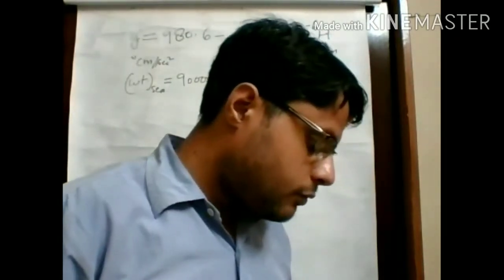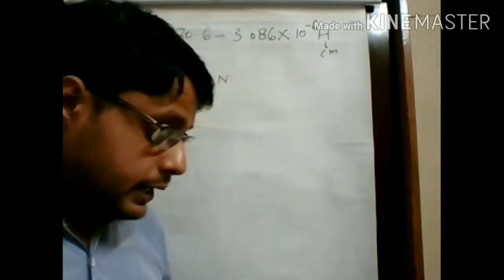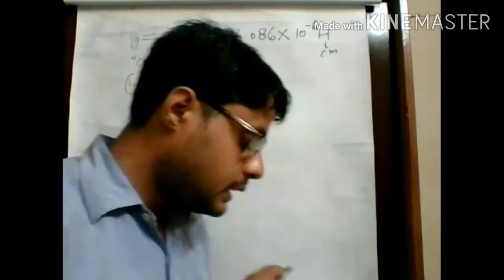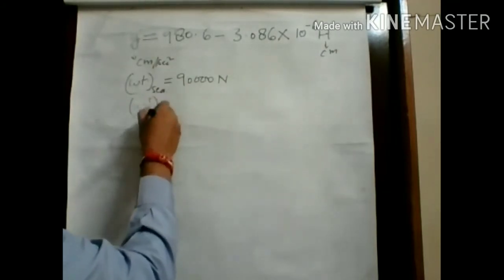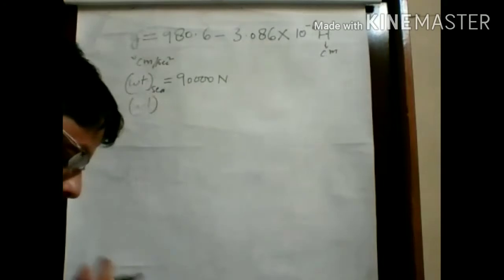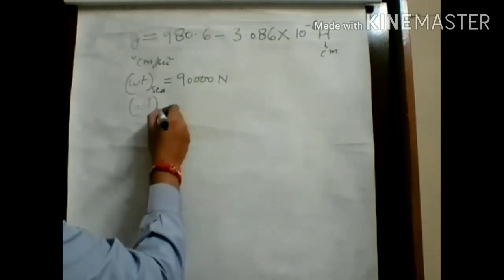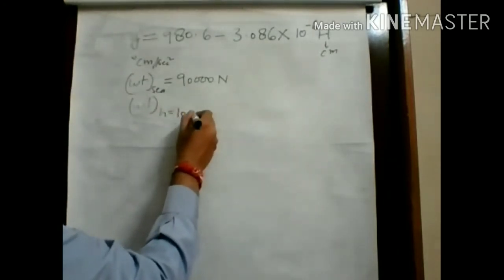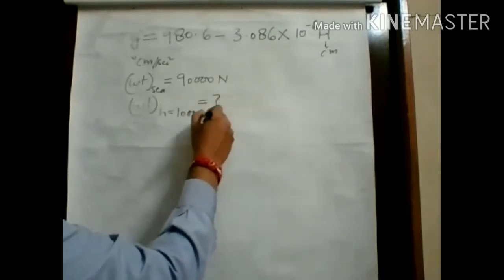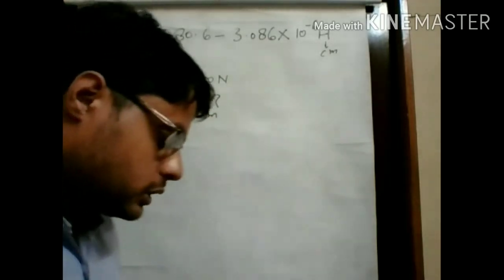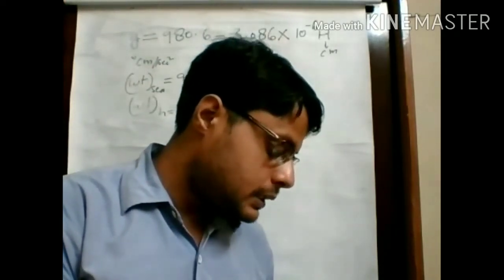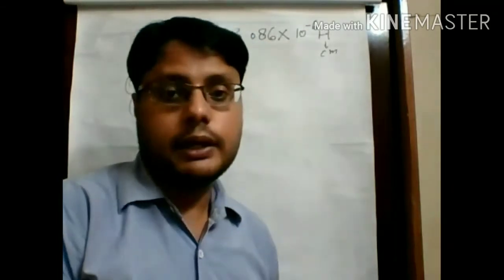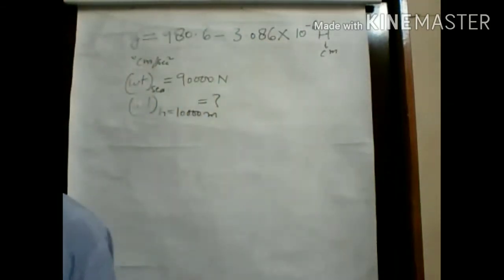So what is the gravity force acting upon it at 10,000 meter elevation? That means it is asking again for the weight of that aeroplane at a height of 10,000 meter. That is the question. And it is also asking for the percentage difference from the sea level weight. In the end, you have to calculate the percentage difference.